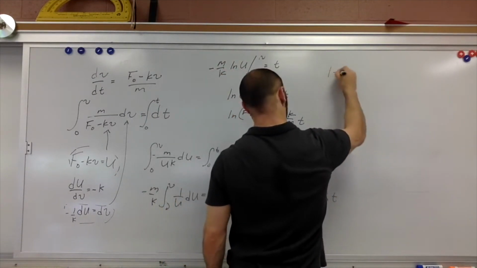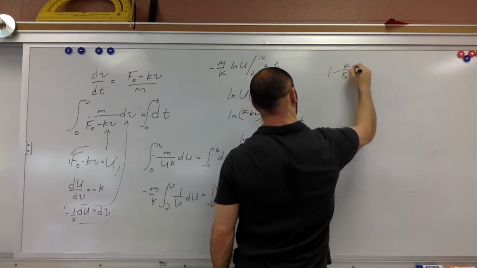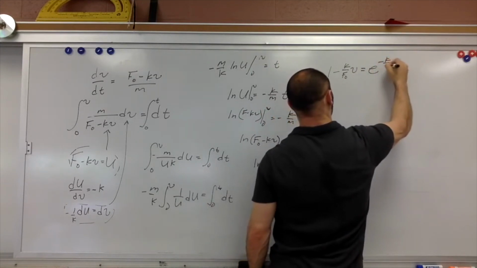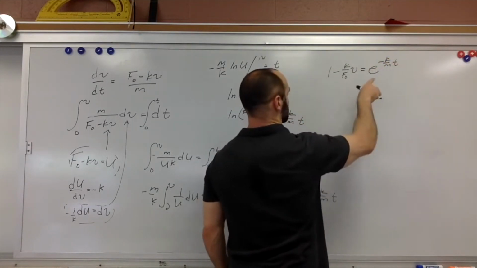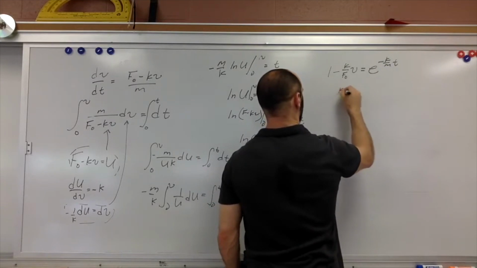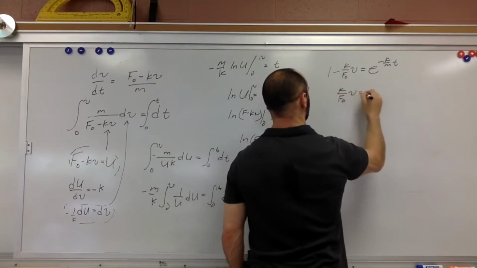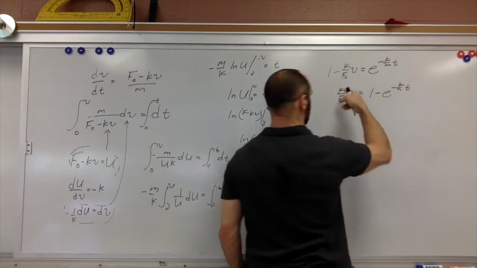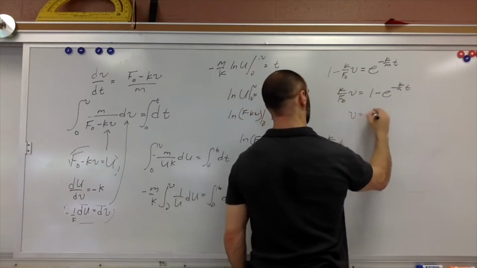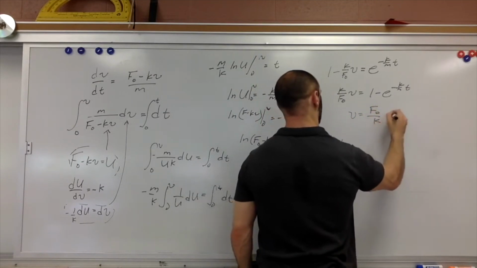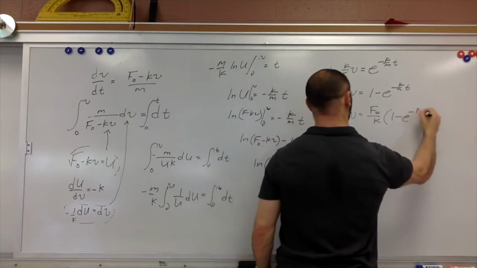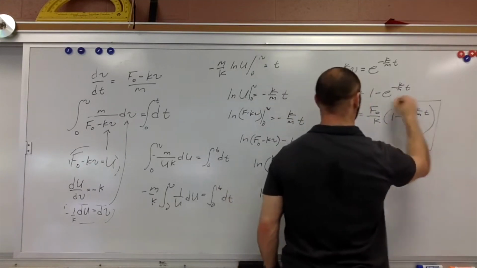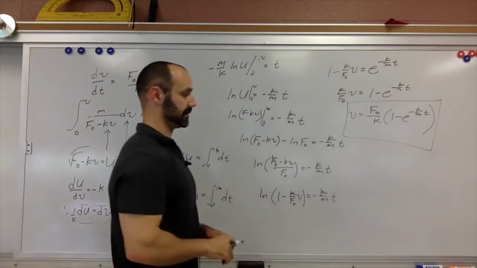So this becomes 1 minus k over F naught times v equals e to the negative k over m times t. So I'm going to subtract 1 from this side, or rather, if I leave it, k over F naught v equals 1 minus e to the negative k over m times t. And now I bring this over, so v equals F naught over k, 1 minus e to the negative k over m times t. That's it. That's my function now for velocity as a function of time.